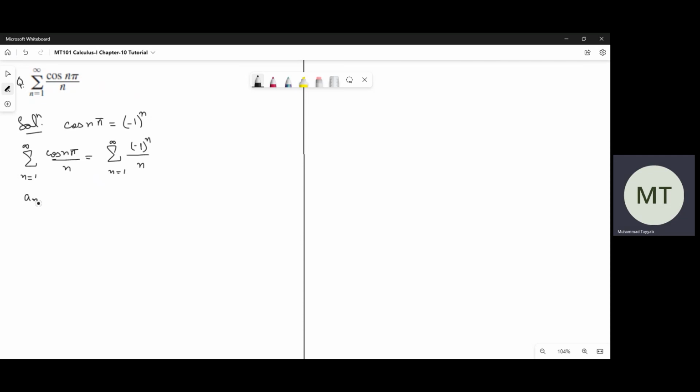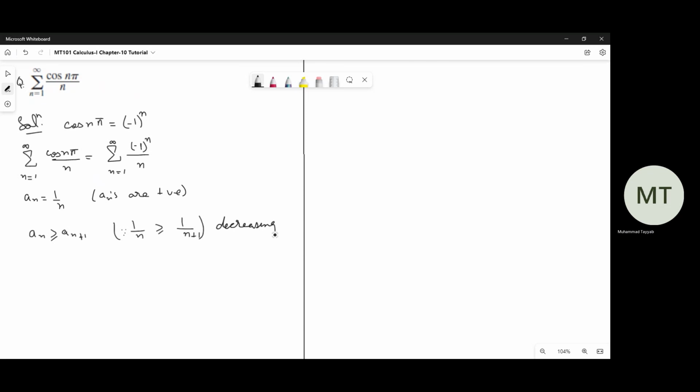Let us say a n is equal to 1 upon n. The first condition was that all a n's are positive, which is true. The second condition was that a n must have a decreasing pattern, meaning the next term would be smaller. So we can say that a n is larger than or equal to a n plus 1. So 1 upon n is larger than or equal to 1 upon n plus 1. Of course, this is larger, so this has the decreasing pattern. Second condition is also satisfied.